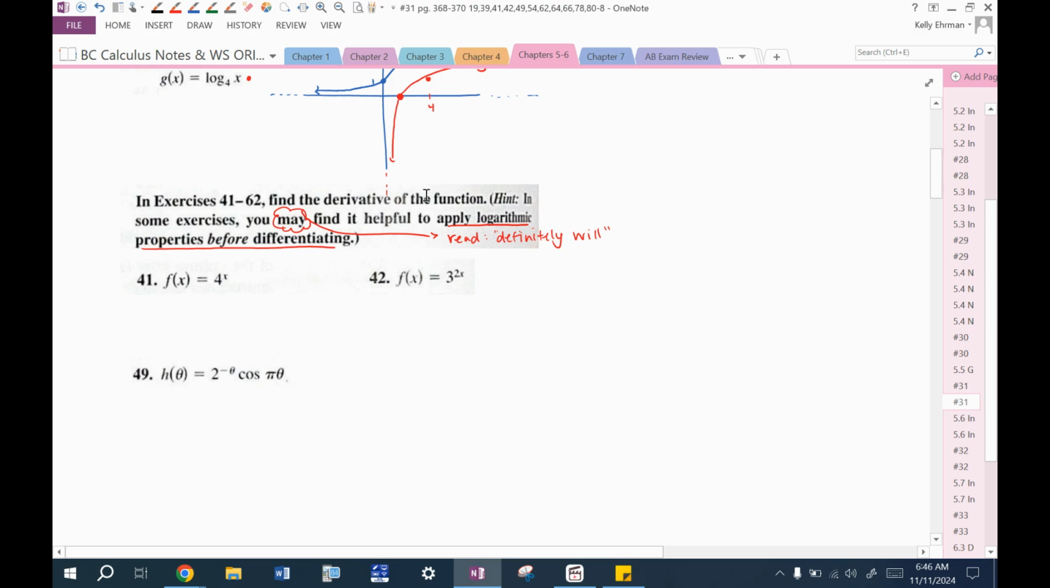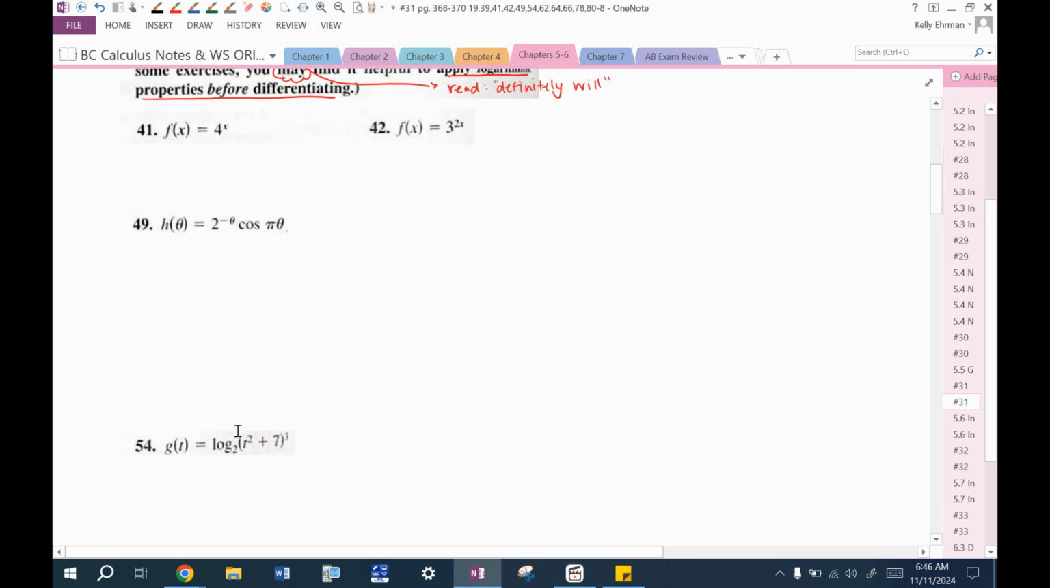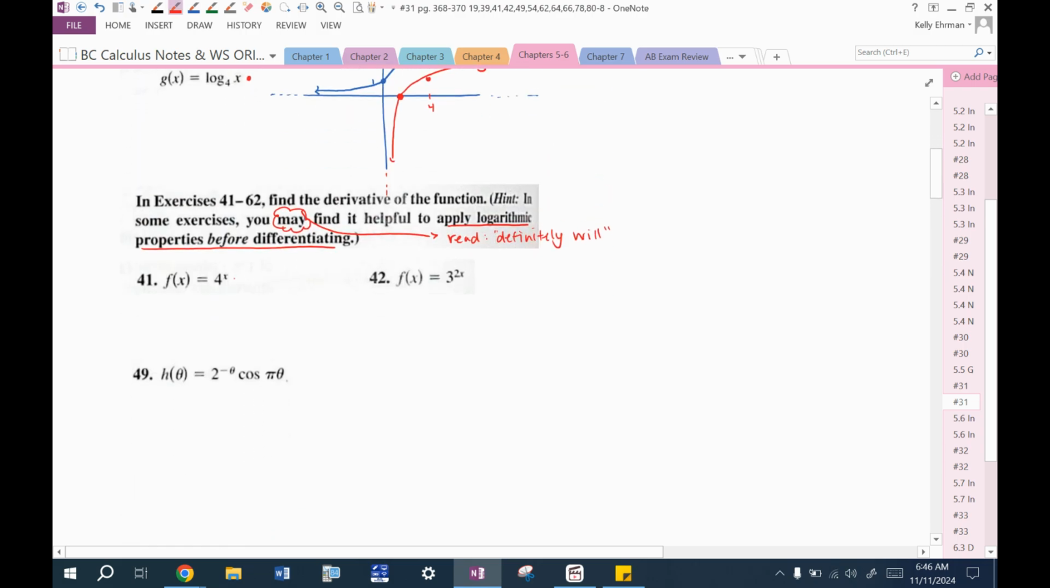Find the derivative of the function. In some cases, you will definitely find it helpful to apply log properties before differentiating. So that's just if you're differentiating with respect to logs. So 54 will be the first one that we look at that for. All right, otherwise, what's our rule here?